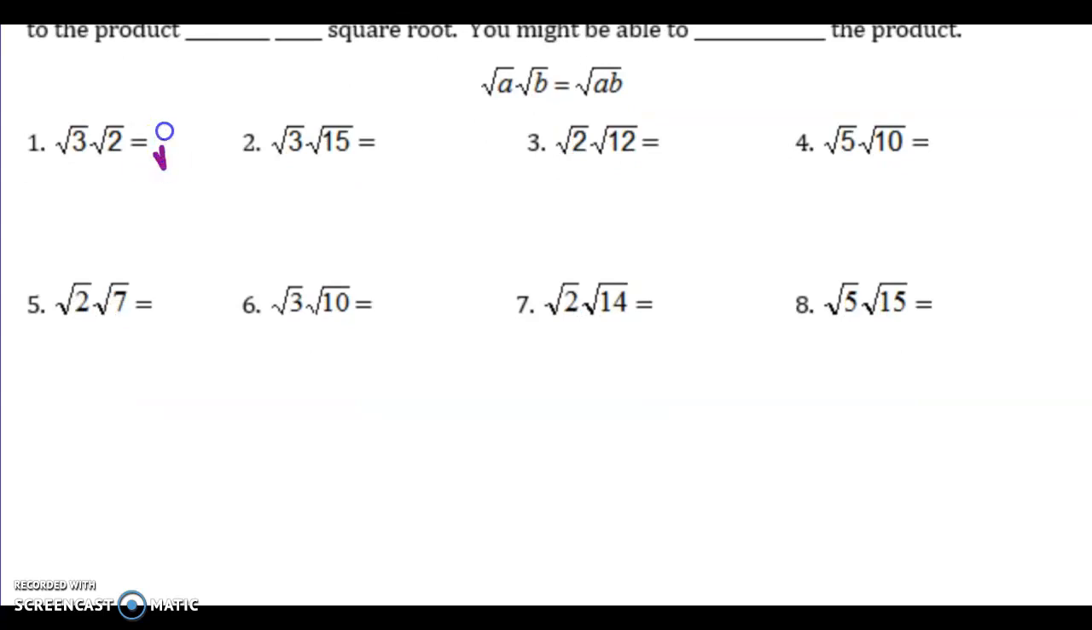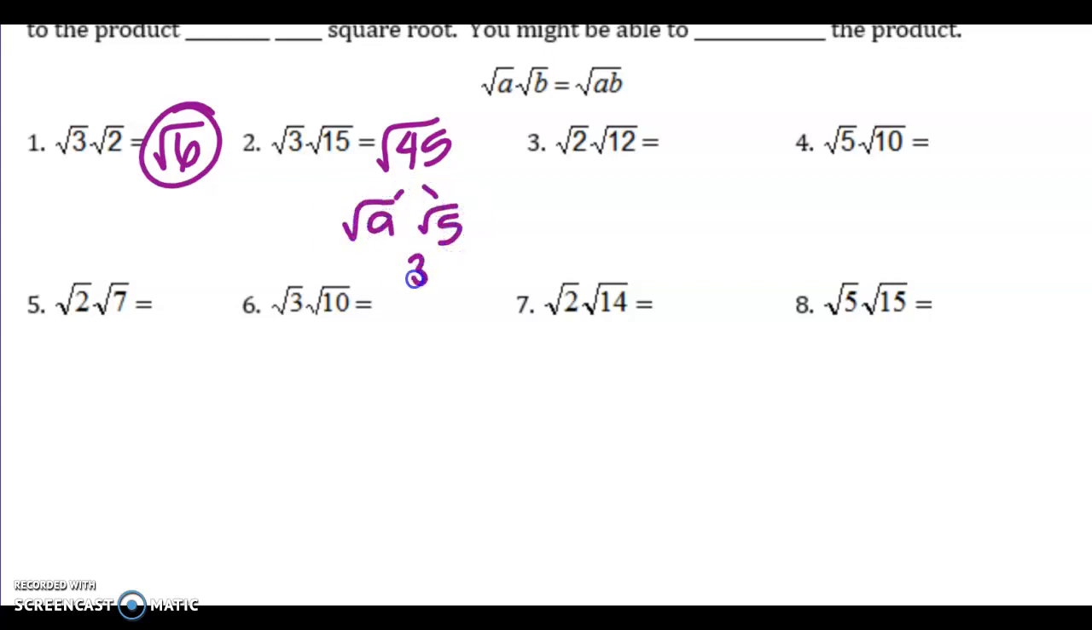So when I multiply these together, I get the square root of 6. Can I reduce that anymore? No, I cannot. 3 times 15 is 45. Okay, the square root of 45. Well, 3 and 15 are not the only things that go into 45. However, 5 and 9 also go into 45. So I can break that down into the square root of 9 and the square root of 5, which gives me 3 square root of 5. So then that's my simplified answer there.